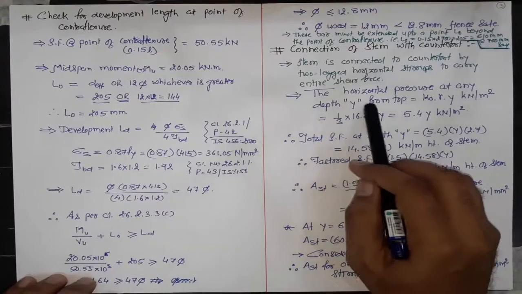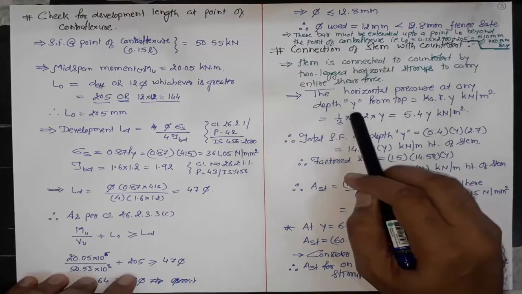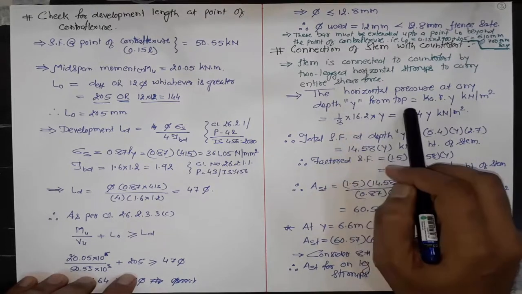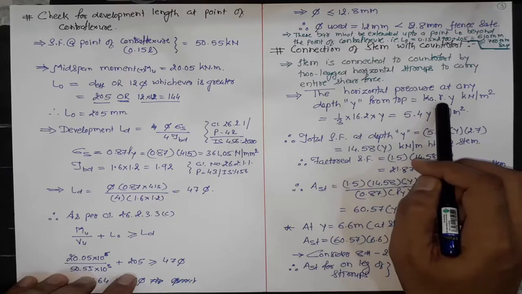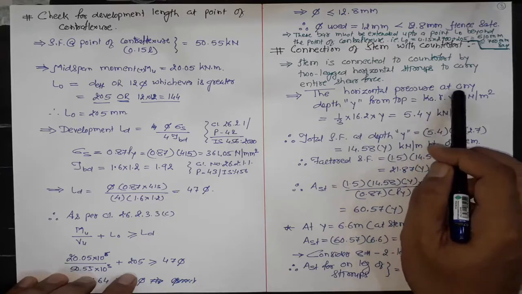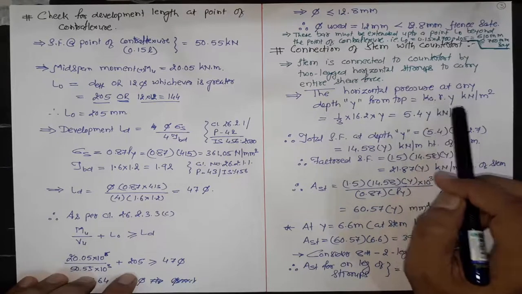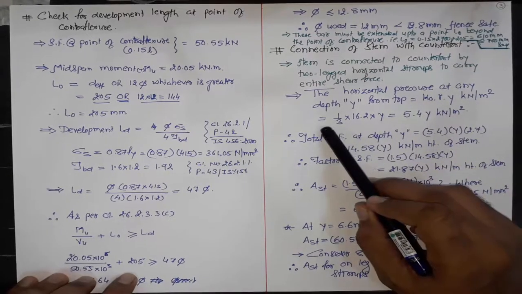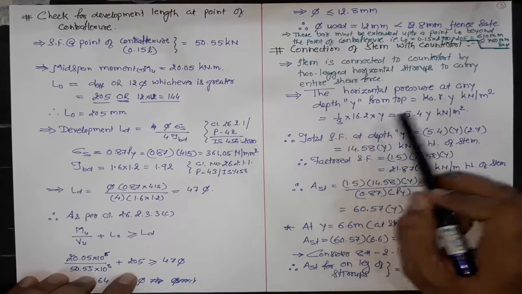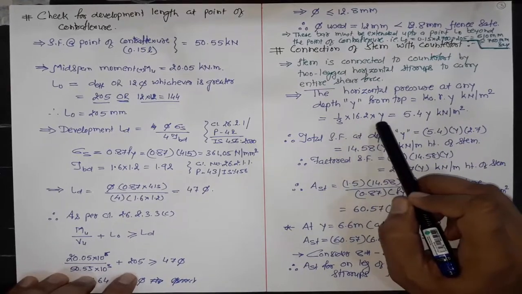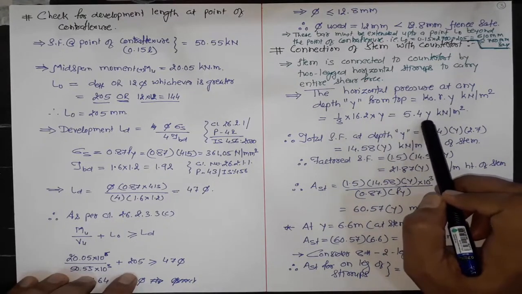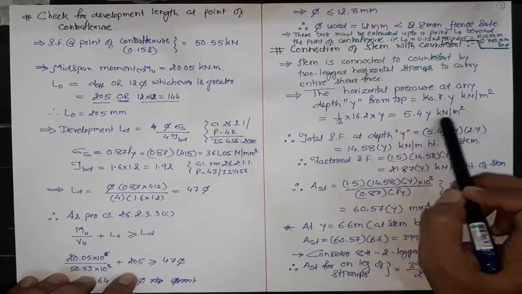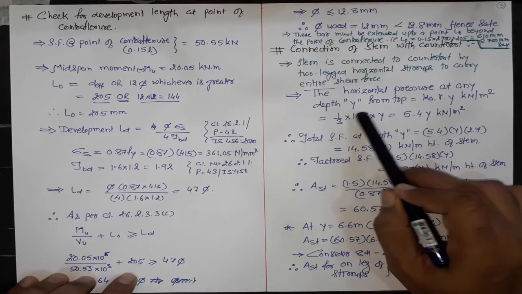First of all, the horizontal pressure at any depth y from the top, where we measure y from the top, will be equal to Ka gamma y kilonewton per meter square. This will be equal to Ka is 1/3, gamma is 16.2, into y, which comes out to be 5.4 y kilonewton per meter square. This is the pressure intensity at a distance y from the top.